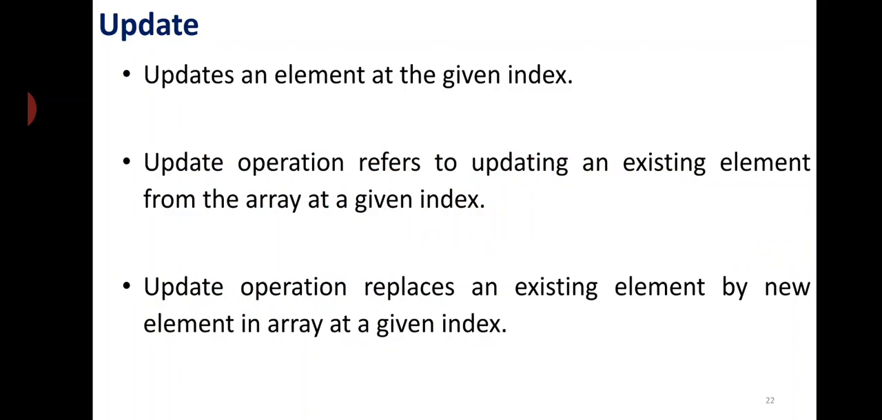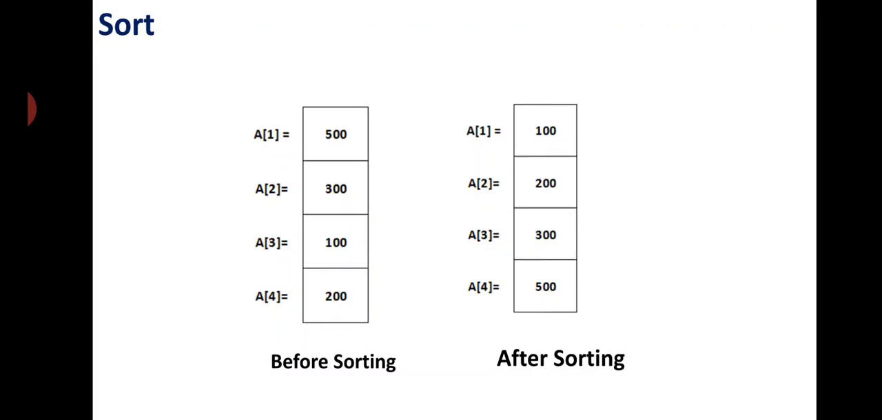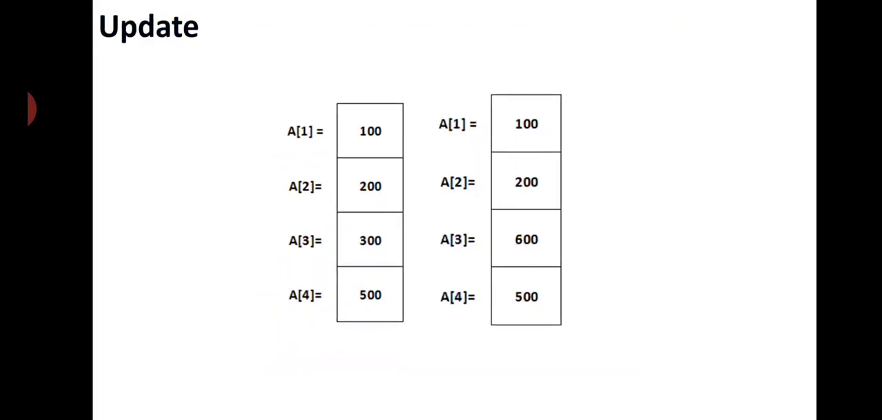Next, updating an existing element. Okay. Update operation refers to updating an existing element of the array at a given index. Update operation replaces an existing element by a new element in the array at a given index. Let's see an example. Here we have an array. I want to update 300 by 600. Okay. So this is the resultant array after updating the value 300 by 600.